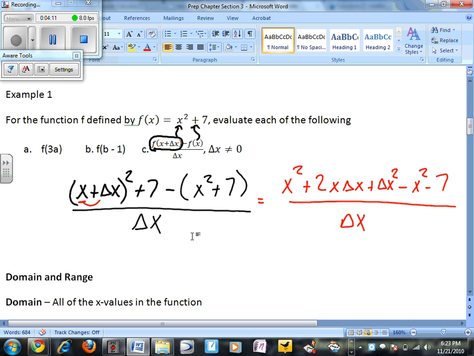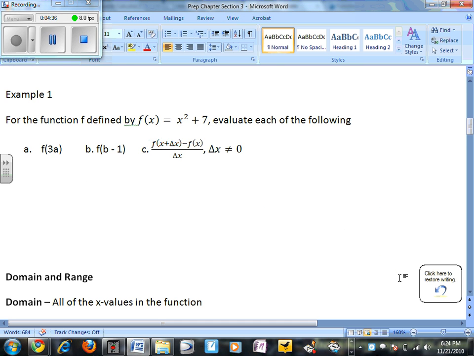All right. Well, we can simplify further, I guess. The x squared terms cancel out. Other than that, it doesn't look like we can cancel anything else out. We have 2x change of x plus change of x squared minus 7 all over change of x. So that would be the answer for c.